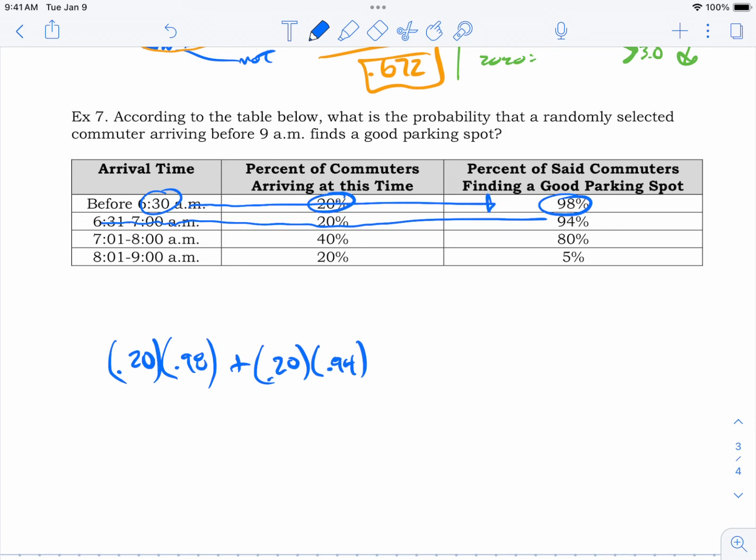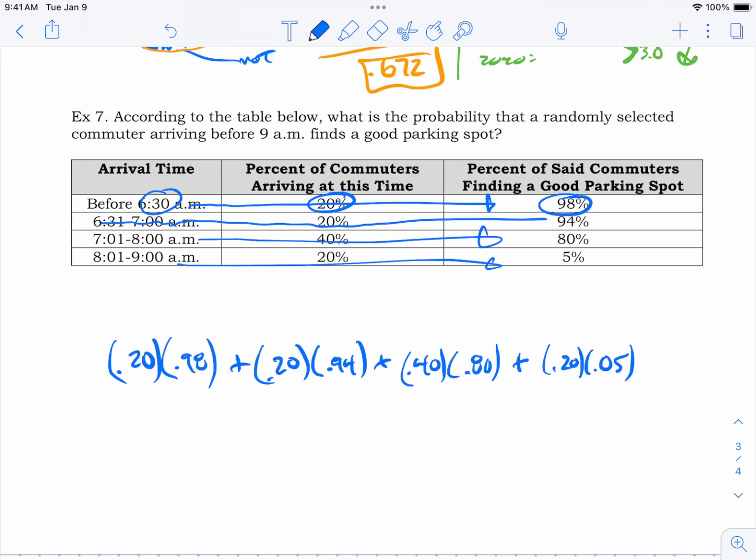And then here's another independent path that you could take. So it's 40% of them have an 80% chance. And then this last 20% of them have a 5% chance. You just multiply that all out, you get a 0.714, or about a 71.4%.